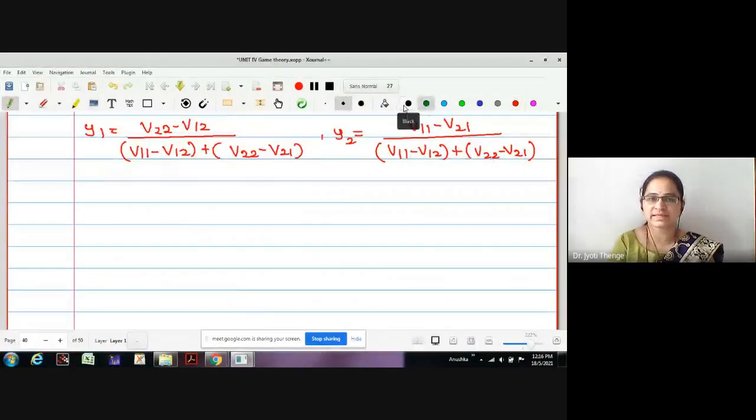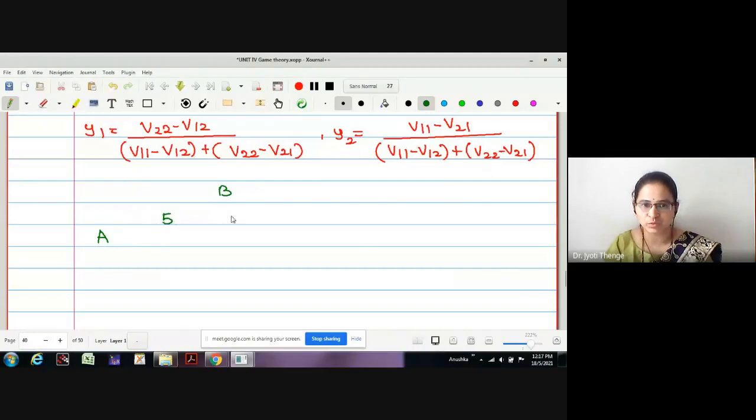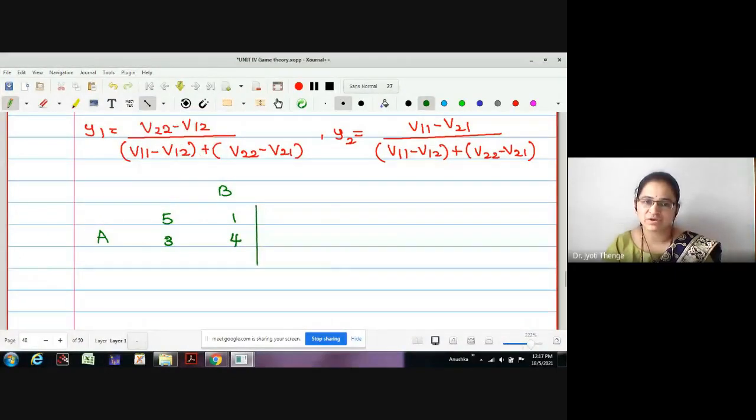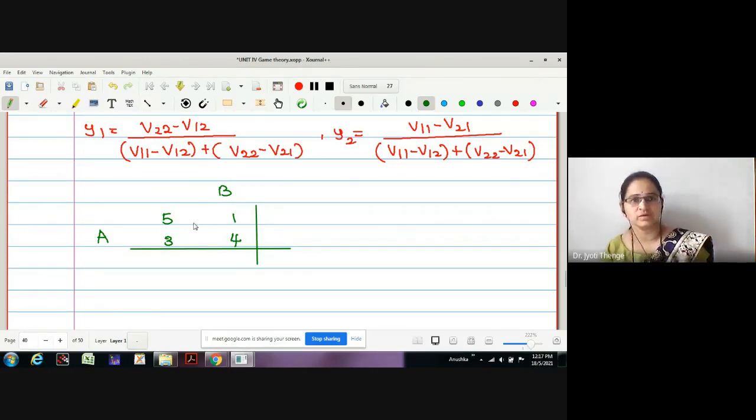Now let me solve the example actually. Let me write the payoff matrix. This is B, it is A, and the elements are 5, 1, 3, 4. Okay. Now what operation were we going to make? We were going to find out the difference of first row, putting it under second row. Similarly for columns, neglecting the negative signs. Whatever negative signs occur, we are going to neglect.